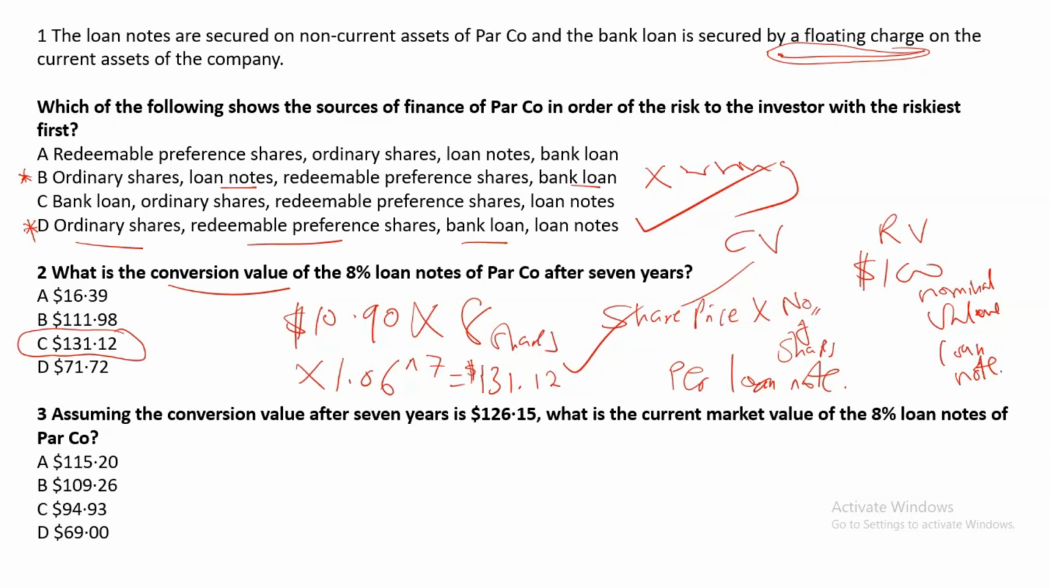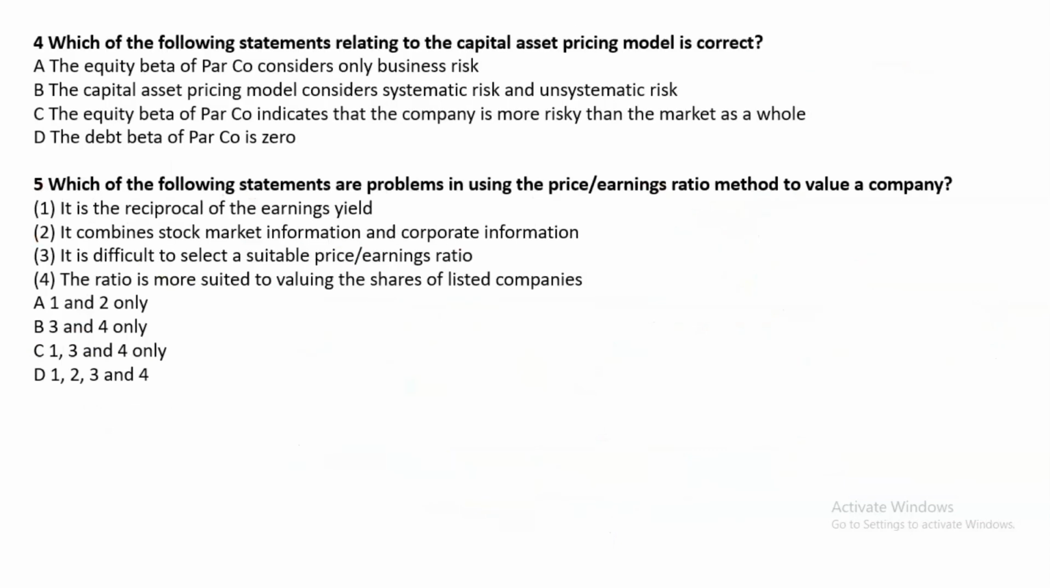Now, question 3 is saying, assuming the conversion value after 7 years is 126.15, what is the current market value of the 8% loan notes of Parco? Now, the current market value is the present value of future cash flows, discounted at the cost of capital. So in this case, we are going to say 126.15 multiplied by the discount rate. What was the discount rate? What was our cost of capital from the question?